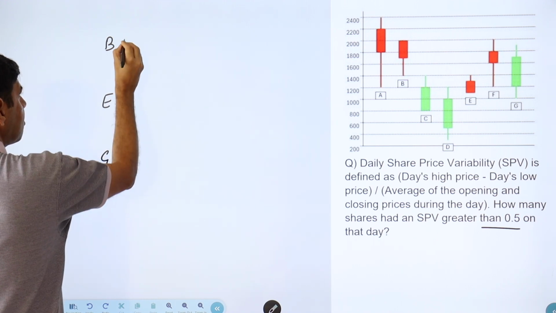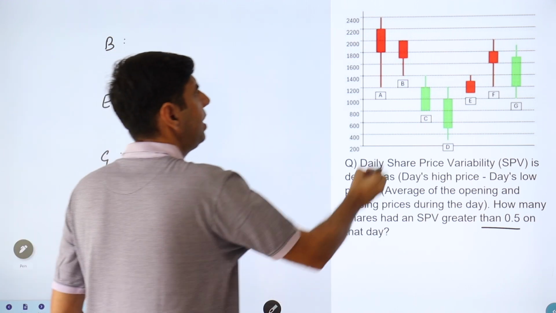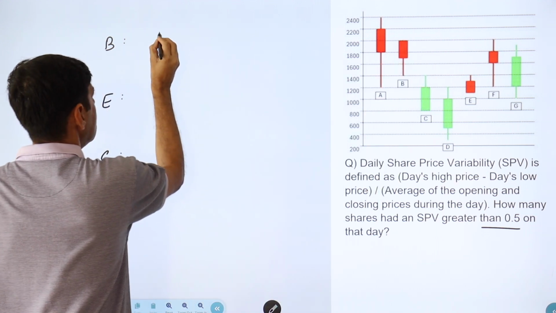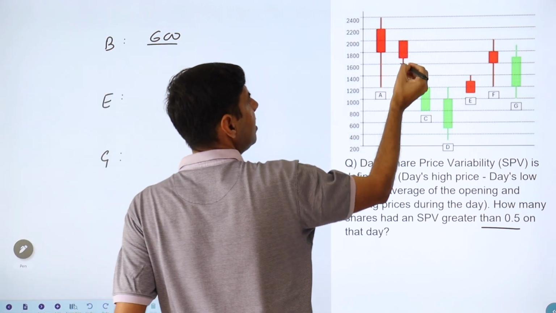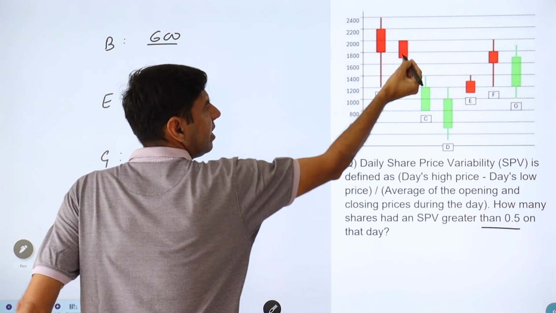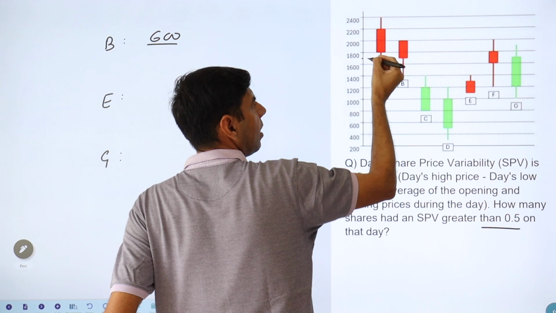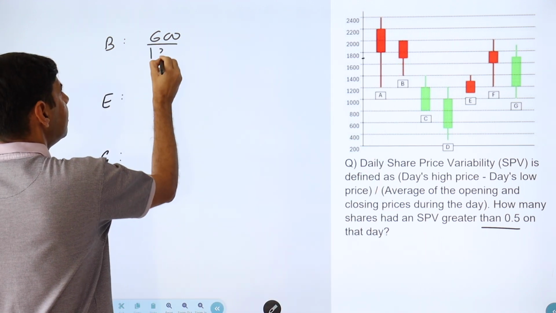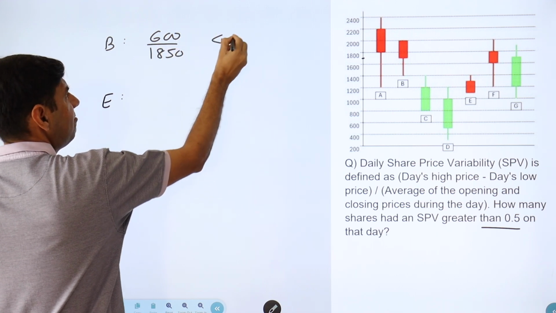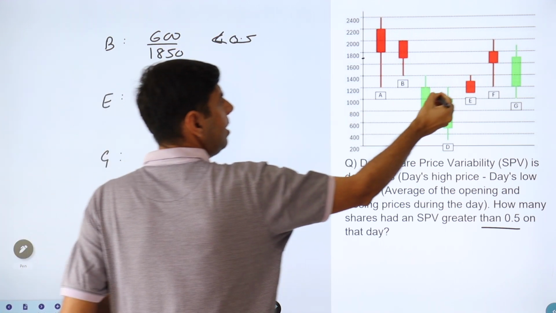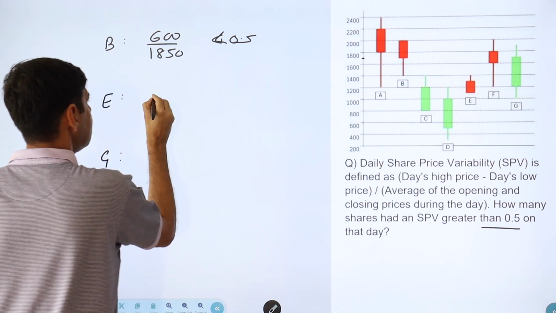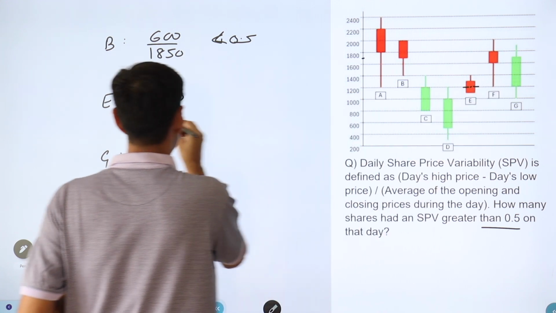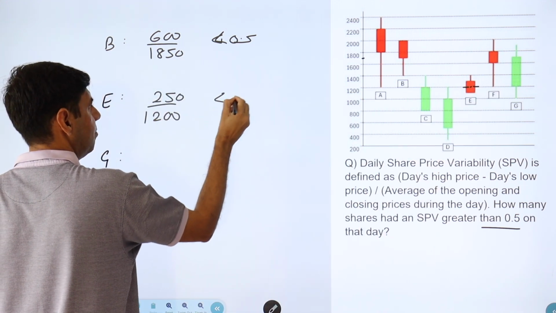Based upon the previous question, we know that it isn't a very tough one. For B, the range is 200, 400, 600, divided by the average. The average here is a very large value, more than 1800, or 2000 and 1700, 3700. Half of it is 1850. So this is about 1/3, definitely less than 0.5. For E, the range is 250, a very small range, divided by the average, which is the middle of the box, 1200. So this is far less than 0.5.